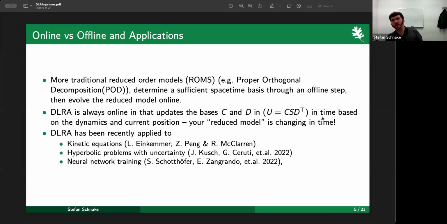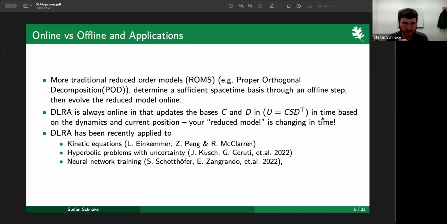So dynamical low rank, at least in my experience, has been applied to several applications. This is not an exhaustive list. As we saw with what CharmNet is doing at the MXPI meeting, this is very popular for kinetic equations. And the goal here is to reduce the dimensionality when dealing with 6-dimensional type problems.